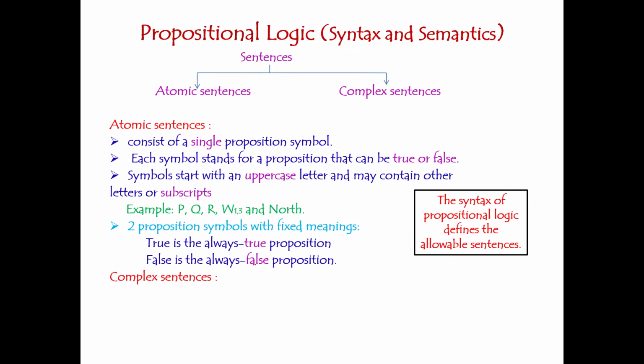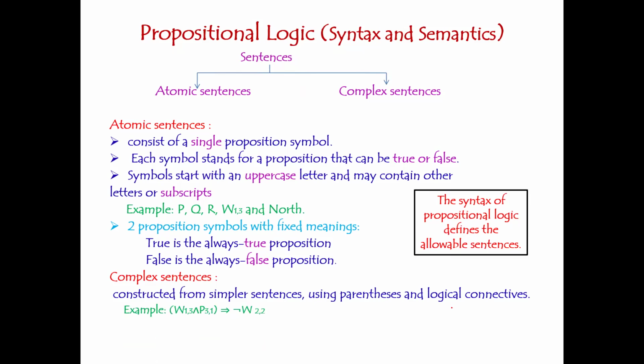Then complex sentences. Coming to the complex sentences, we form these from the simple sentences or from the atomic sentences using parentheses and logical connectives. Let us see an example. Here, W1,3 is an atomic sentence or a simple sentence. P3,1 is also an atomic sentence or a simple sentence. We have connected these using the logical connective and.